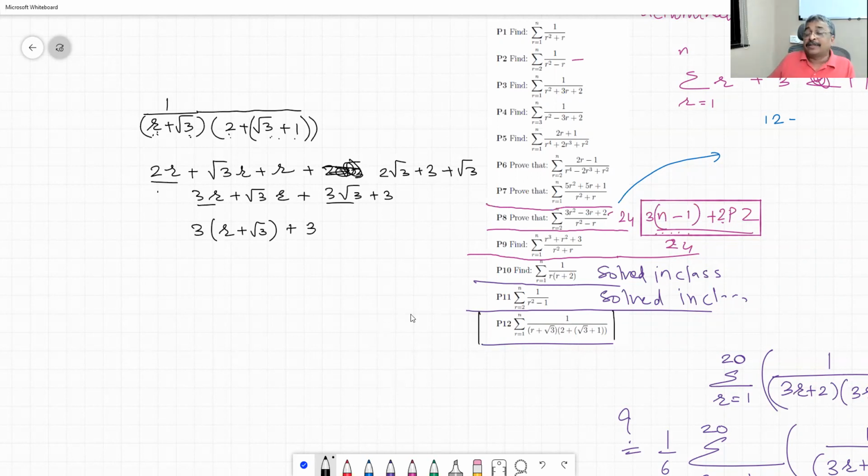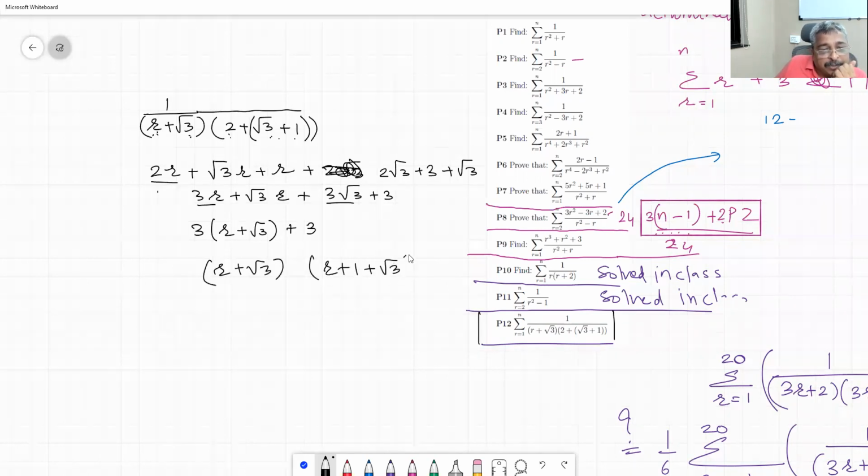But the lecture notes, whichever I have sent you, that was the first version of our lecture notes, and those are the only telescopic sum problems for students. Okay, so it is r plus root 3 and r plus 1 plus root 3. Suppose eventually it is going to be something like this.